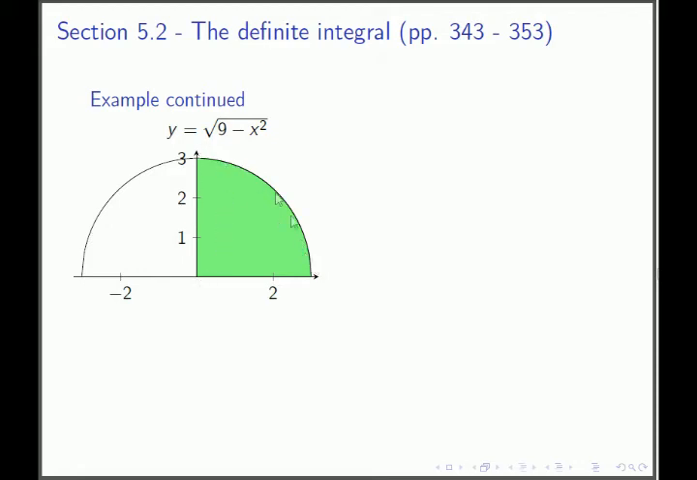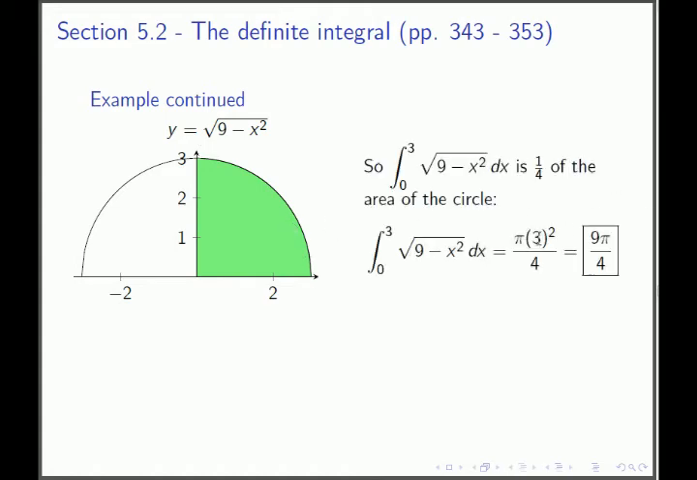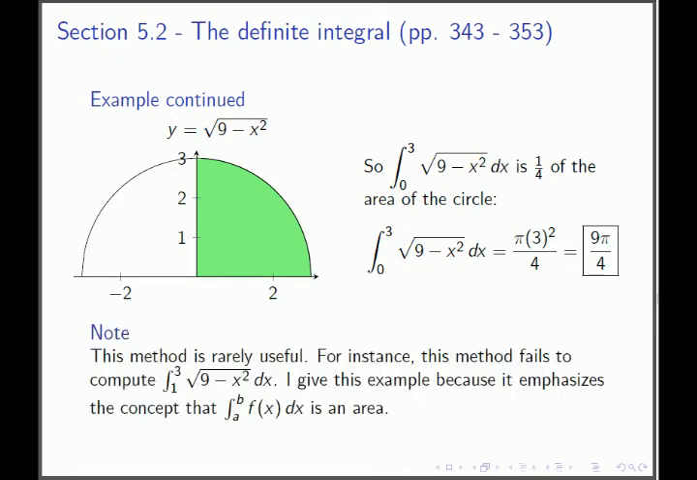Alright, but this is an easy area to compute once we know the area of a circle, pi r squared. It's just going to be 1/4 of that. So let's do that. Pi times 3 squared over 4 is 9 pi over 4, and that's the exact area of this region, and that is the exact value of this definite integral.